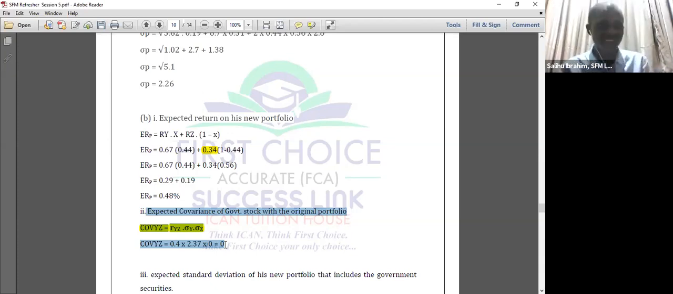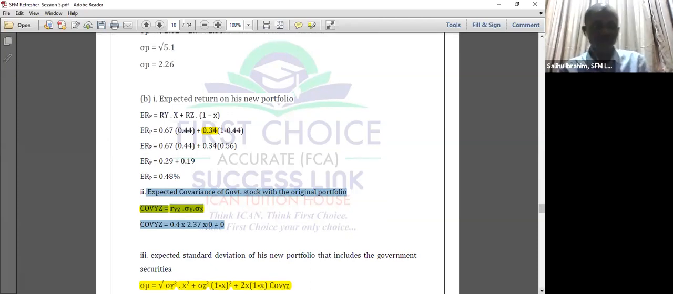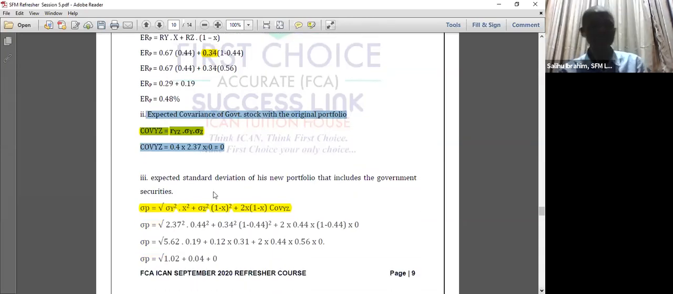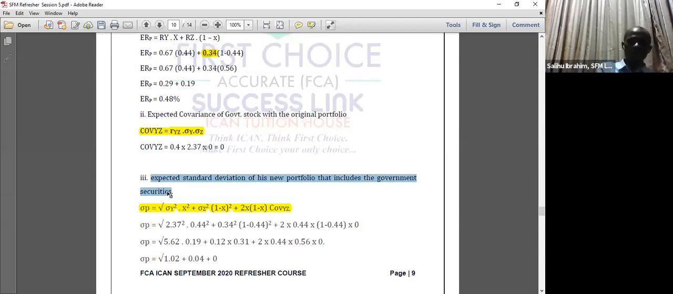Okay, so that's that about 2, B Roman figure 2. What about Roman figure 3? Expected standard deviation of his new portfolio that includes the government security. We want to calculate the risk of the portfolio that includes the government security, not the FCA stock now.